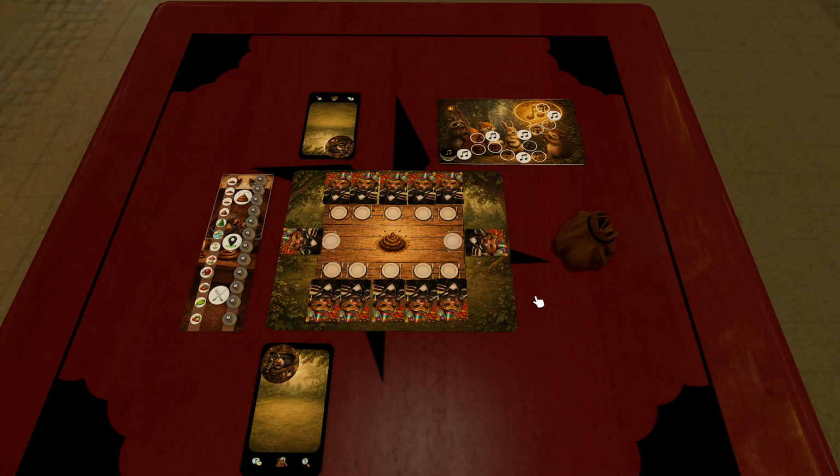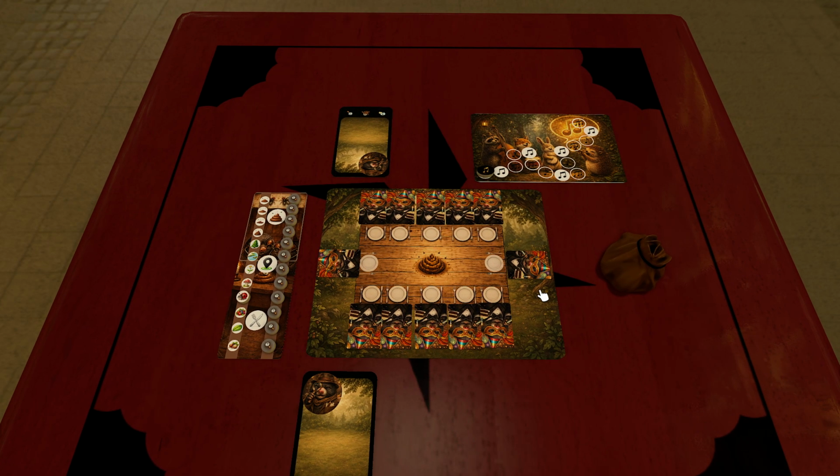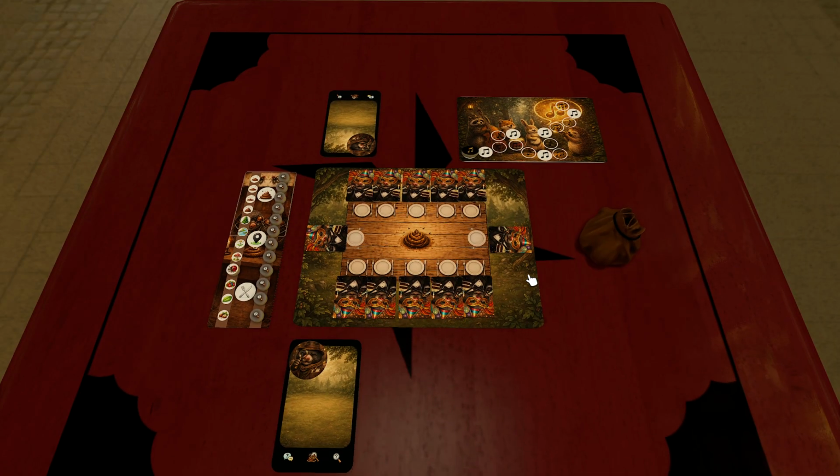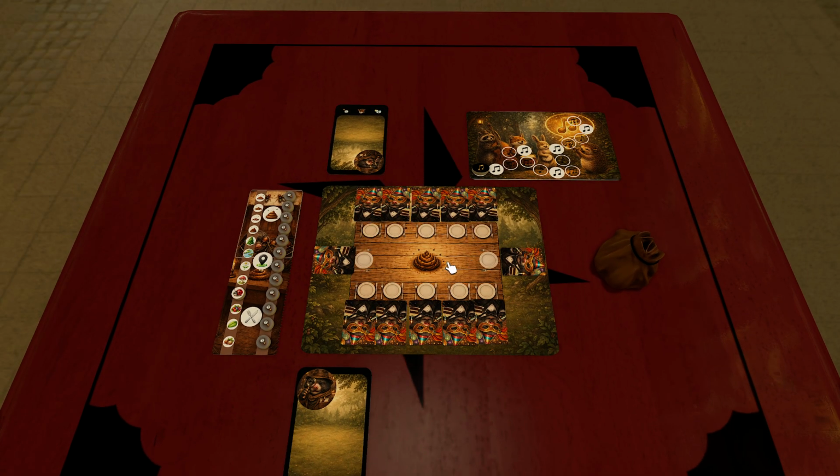Hello guys, this is an overview of my game called Who Made a Poop at My Party. It's a small deduction game about figuring out by clues who actually made the poop here. And why is the poop on the table?